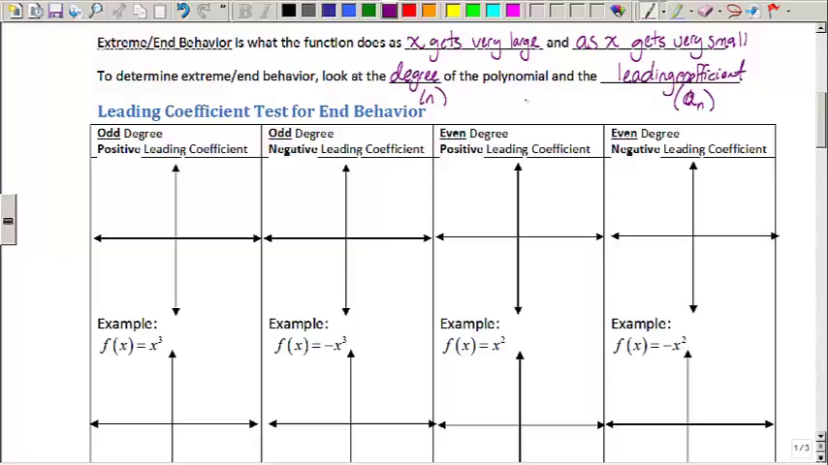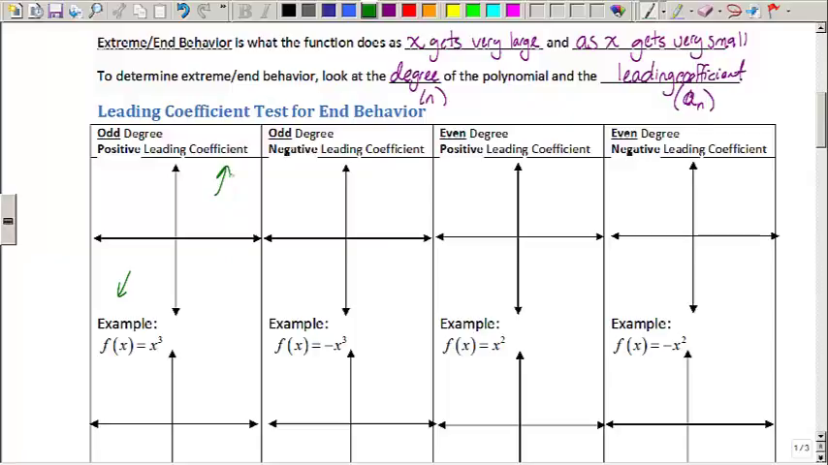So if I take the degree and the leading coefficient, and I identify whether the degree is either even or odd, and whether the leading coefficient is either positive or negative, I can tell what happens at the extremities of the graph. If my degree is odd, yet I have a positive leading coefficient, my end behavior will be going down forever to the left and up forever to the right.